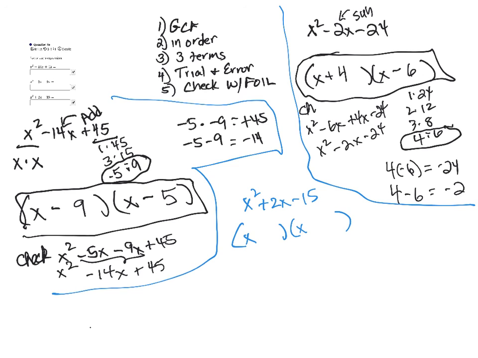Signs are different because we have a negative 15, so it has to be different. So it has to be a positive times a negative to get a negative. It's either going to be 1 and 15 or 3 and 5. This is a minus, so it has to subtract to give us 2. And we want it to be a positive 2, so that would be a 5 and a 3.